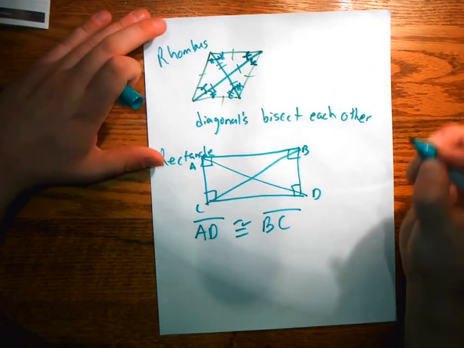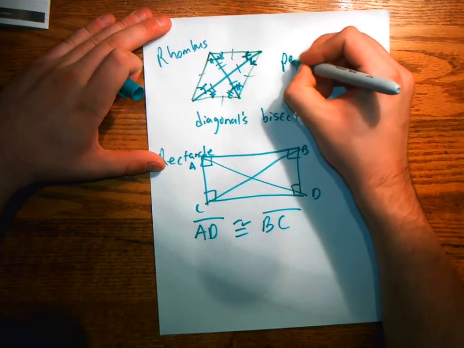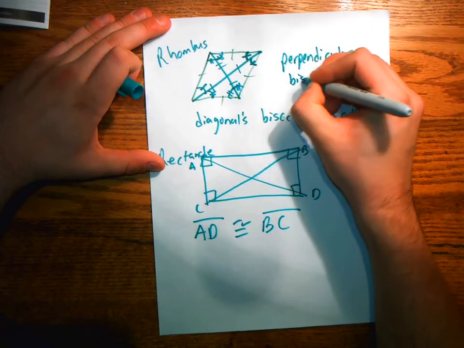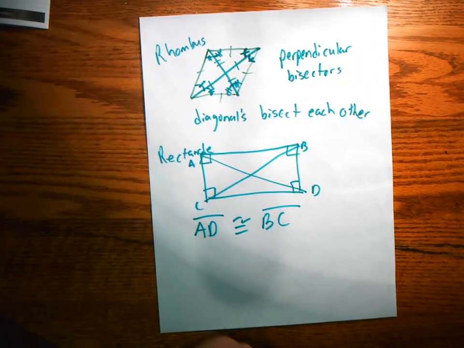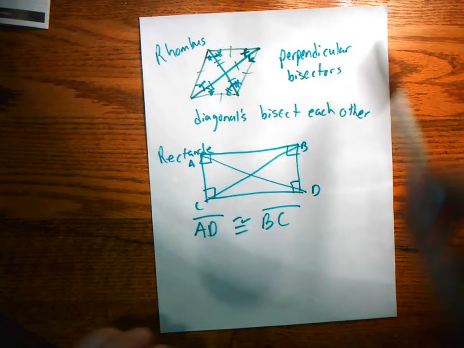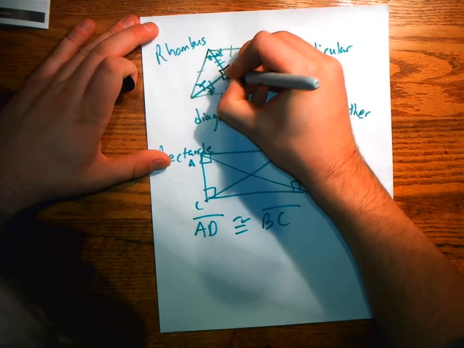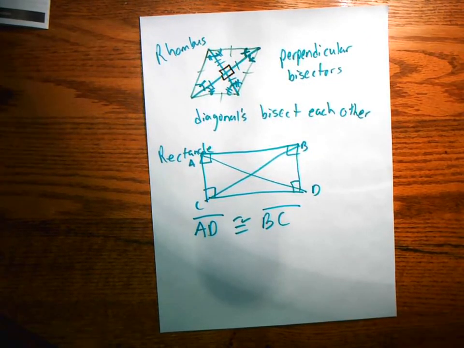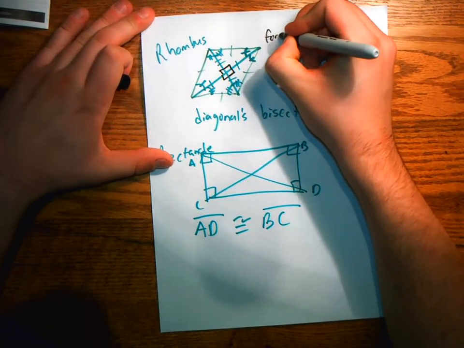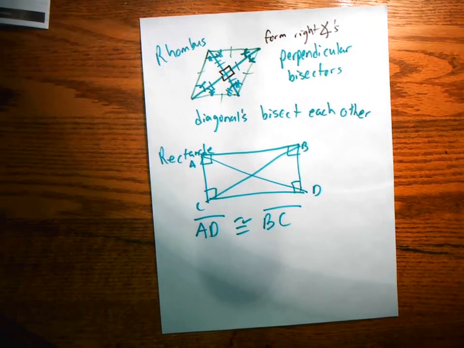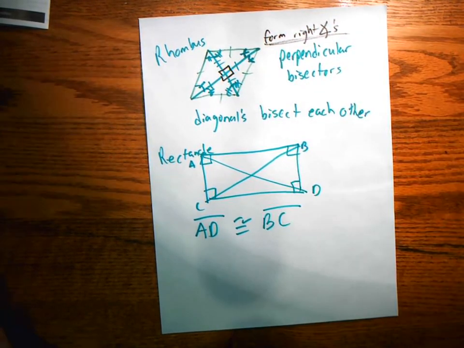The diagonals are also perpendicular bisectors. Now what that means is that when you create the two lines of the diagonals, they form right angles at their intersection. I know it's a lot of drawings all at once, but just know that they form right angles at the intersection. That's the most important thing about the diagonals with the rhombus, is that they have right angles in the middle.